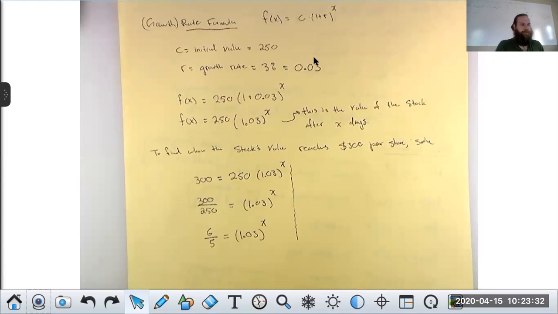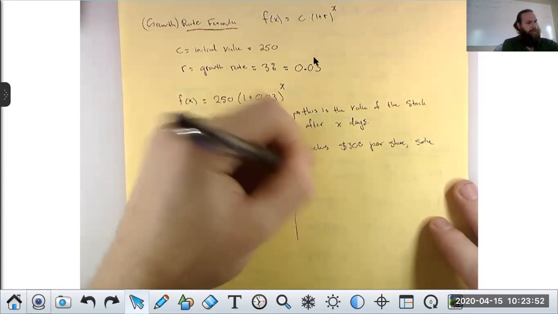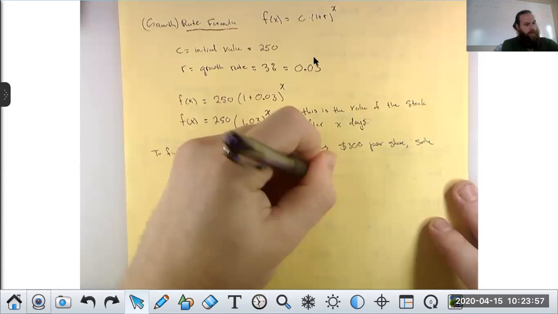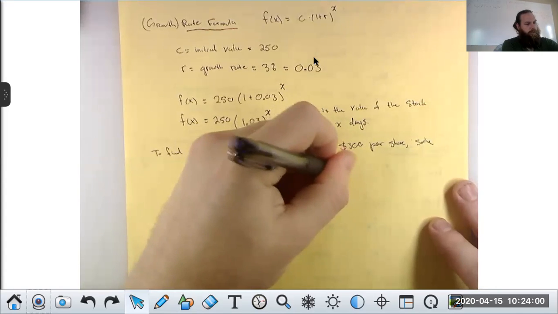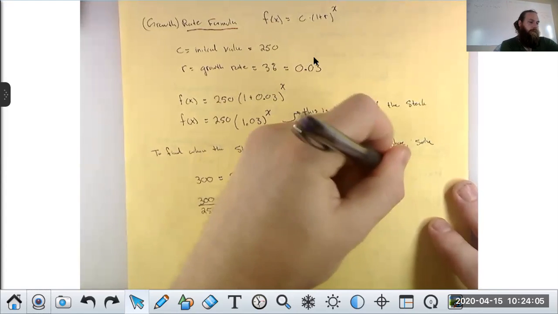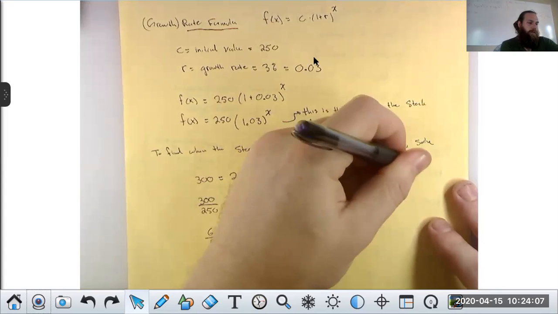Take the log of both sides. Good, yeah. To solve this exponential equation, which has a variable trapped up there in the exponent, I need to take logs. And it's up to me which logarithm I want to take. I could take the base 10 log, or I could take the ln of both sides. We've been using the ln a lot, so let me go ahead and use the base 10 log this time. So I'm going to continue this up here. I would get log of 6/5 equals log of 1.03 to the x.